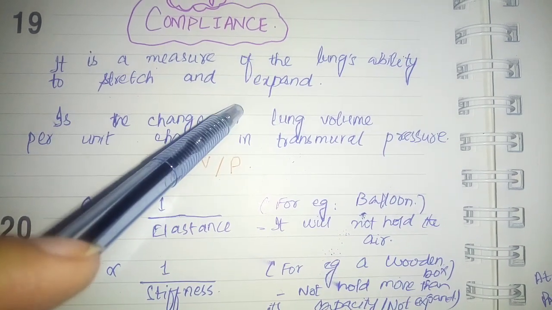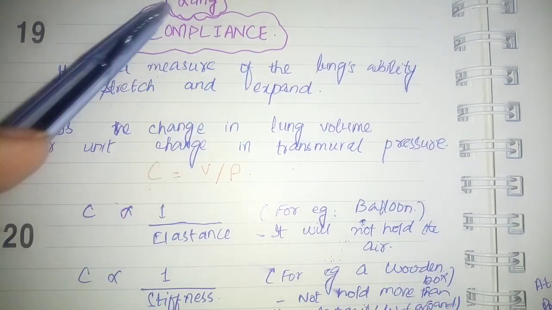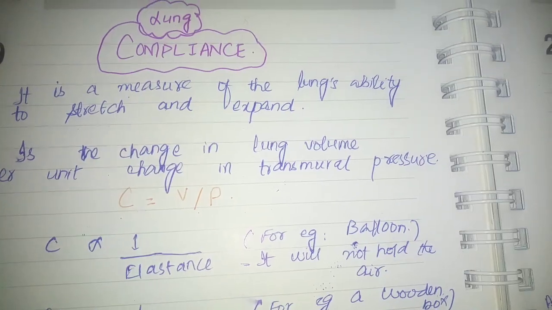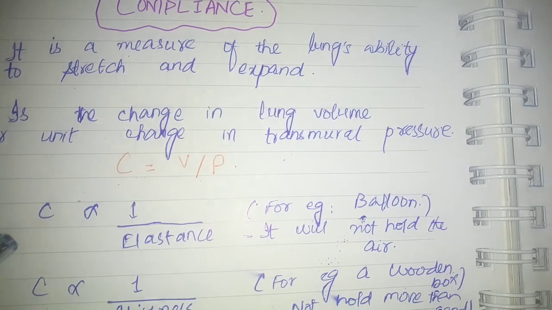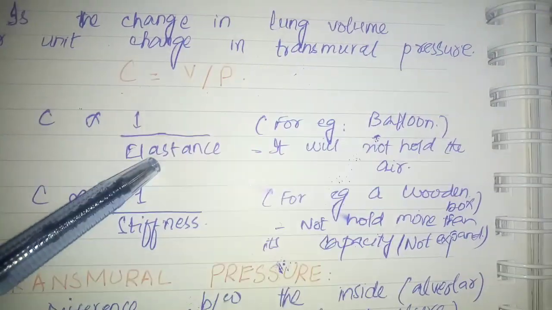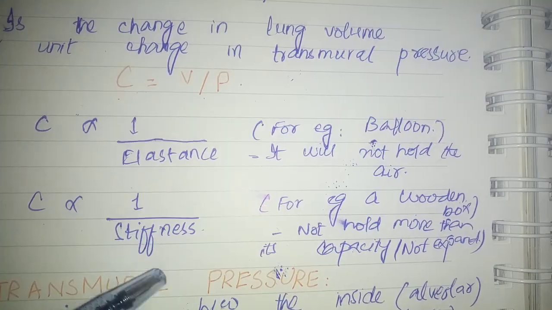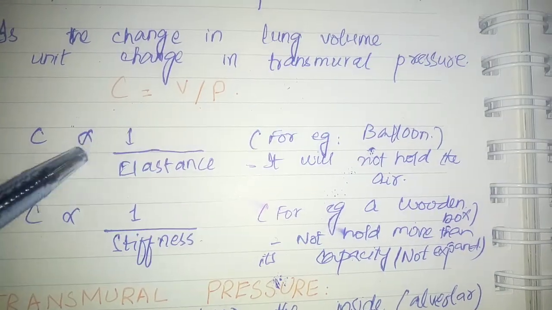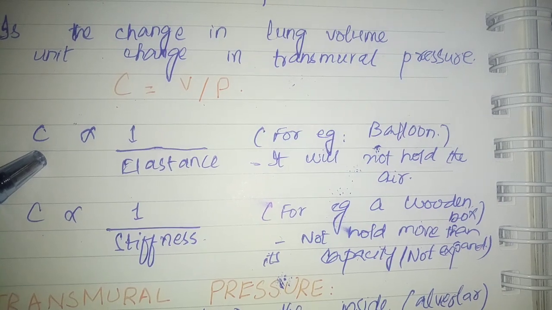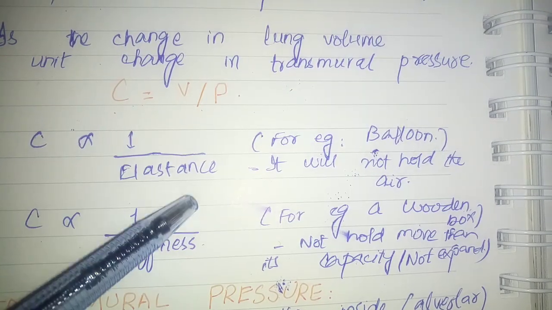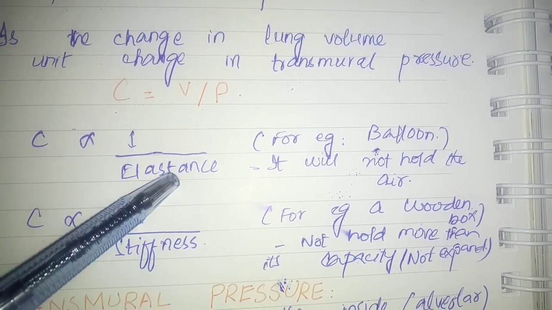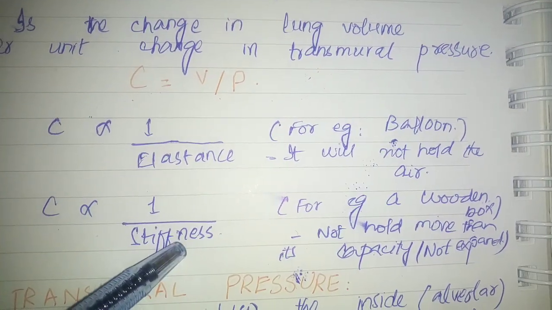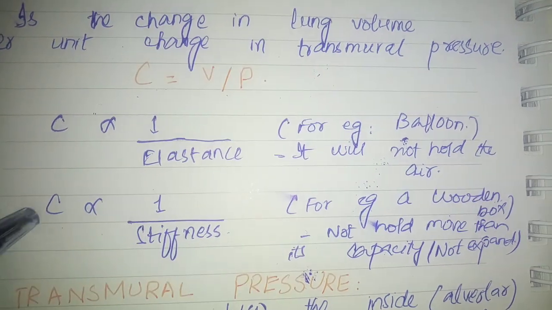First of all, you have to understand what lung compliance is. Compliance means the ability of the lung to stretch and expand, and it depends on two constants. Number one is elasticity and number two is stiffness. Both are inversely proportional to the compliance. Compliance is inversely proportional to elasticity, which means that if there is increased elasticity, there will be decreased compliance, and if there is increased stiffness of the material, then there will be decreased compliance.